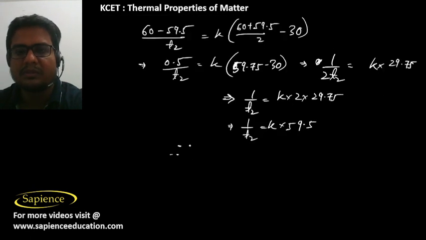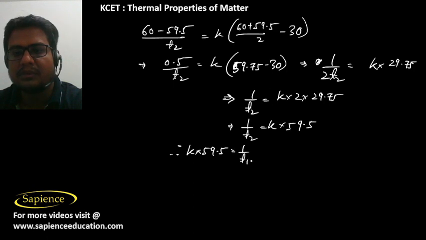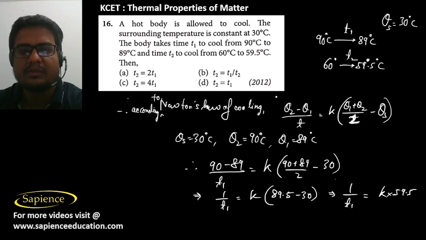So we can see that k into 59.5 is equal to 1 by t1, and it is also equal to 1 by t2. So it means that t1 is equal to t2. The same time is required. So t2 equals t1. So option D is the correct answer.